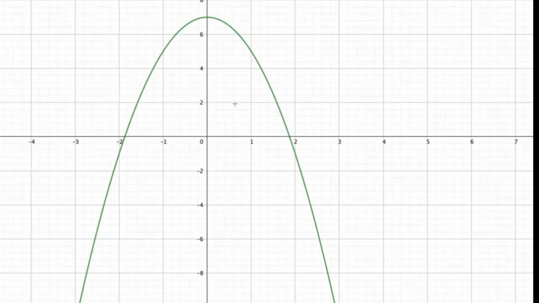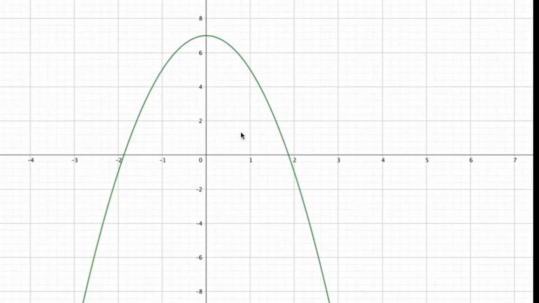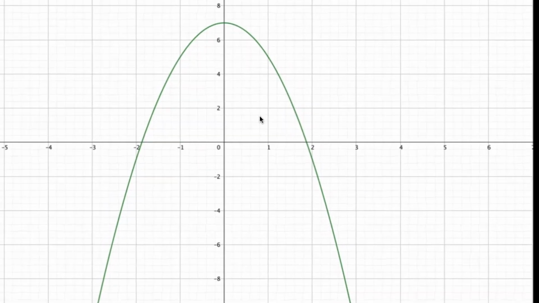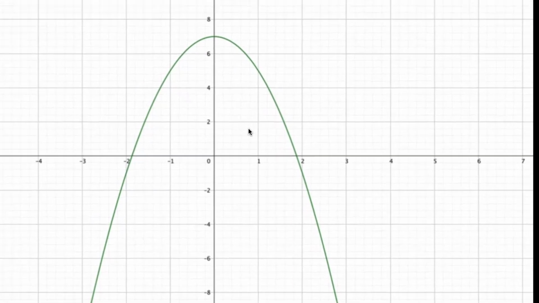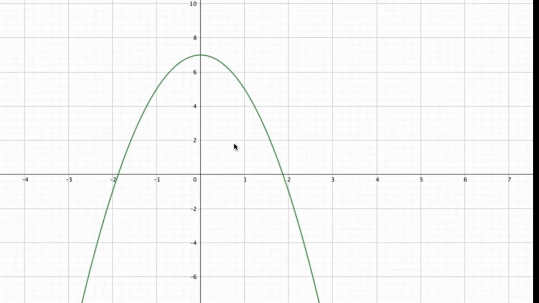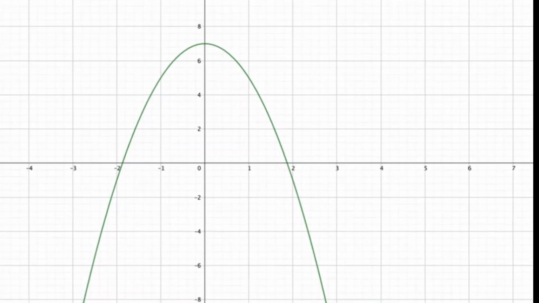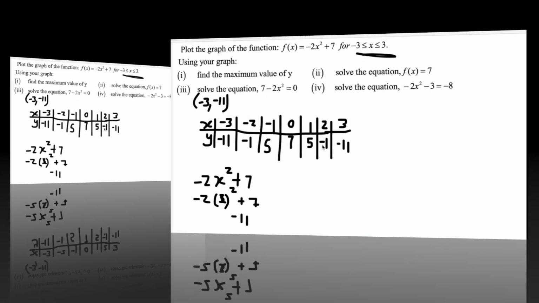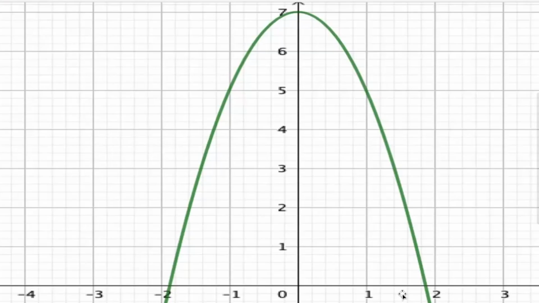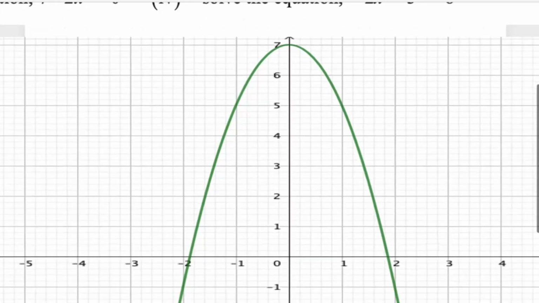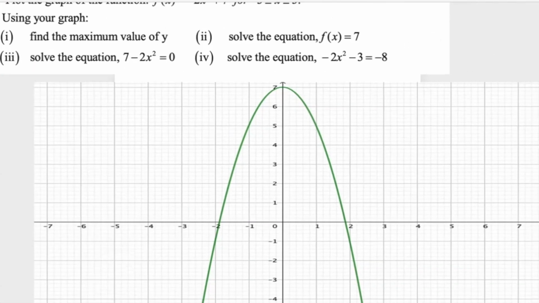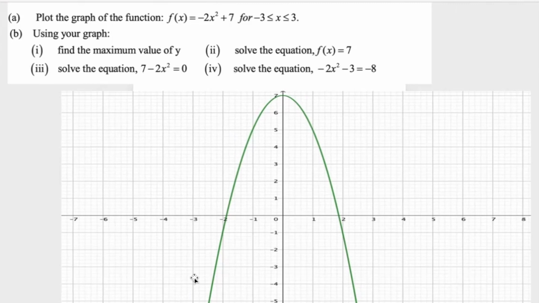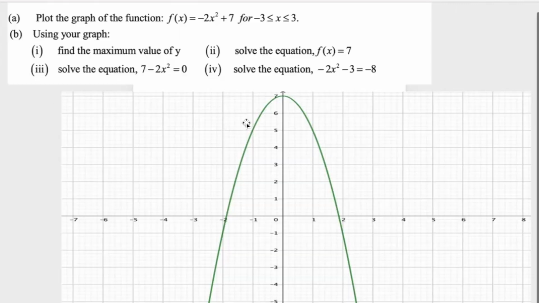Use the scale that you desire. You don't have to say, oh, which scale am I going to use? Just ensure whatever scale you use on the x and y axis can hold all the points that we have. So this is the graph you should have when you have plotted it. It should be looking like this. So once you have plotted the points, this is it.